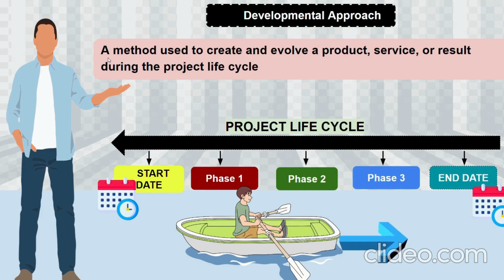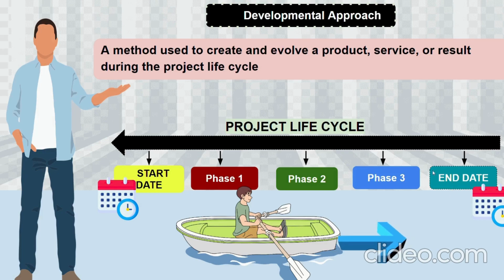So developmental approach is defined as a method used to create and evolve a product, service or result during the project life cycle. A project has its start date and end date. The period between the start date and end date is known as the project life cycle. After the project ends, we get our output in the form of a product, result or service.